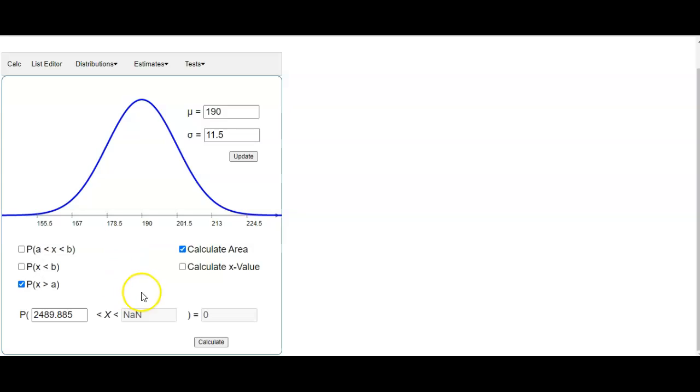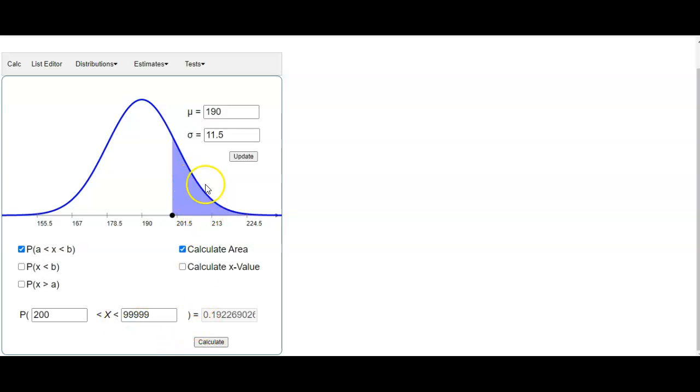So we update that, and now look at the picture it gives us. This needs to be a 200 here, right? Put in a 200, and now we update it. Uh-oh, something's wrong with that picture. 190, 11.5. Oh, I've got to put in a big number here. Let's try this. 200, and let's do 99999, a super big number, and then calculate.